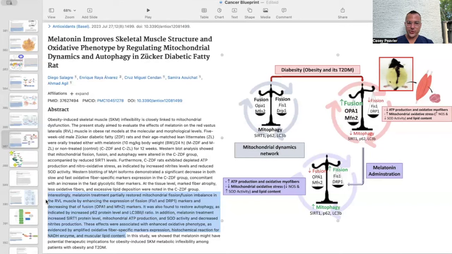These effects were associated with enhanced oxidative phenotype, evidenced by amplified oxidative fiber marker expression, histochemical reaction for NADH enzyme, and muscular lipid content. In this study, we showed that melatonin might have potential therapeutic implications for obesity-induced skeletal muscle metabolic inflexibility among patients with obesity and type 2 diabetes.